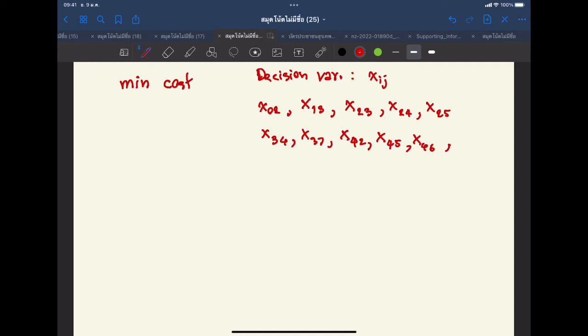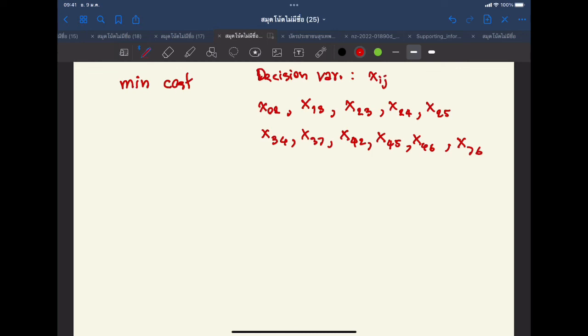For node 5 we don't have any material flowing out from node 5. For 6 also only input, no output. And for 7 we have x76. Okay, because material can flow from 7 to 6.